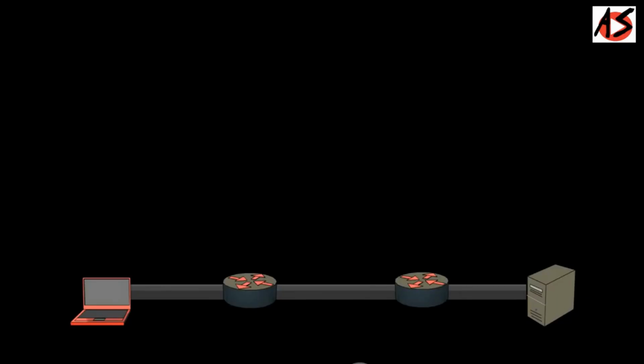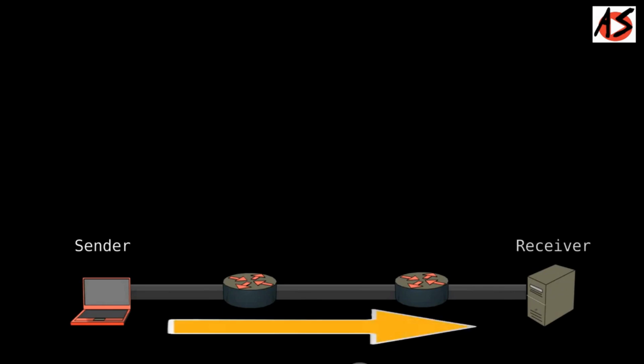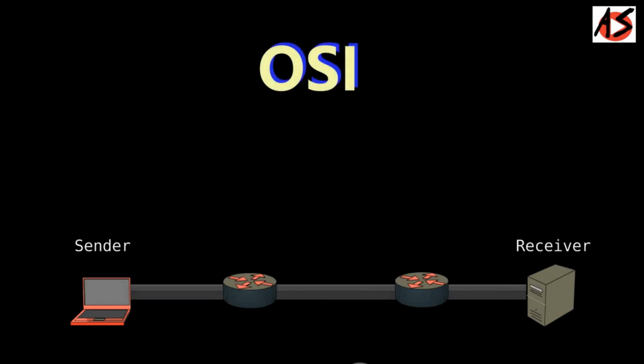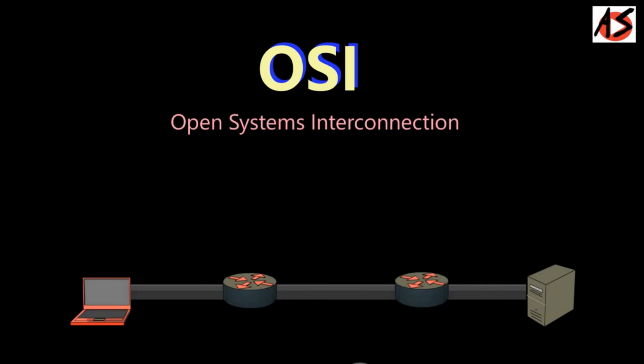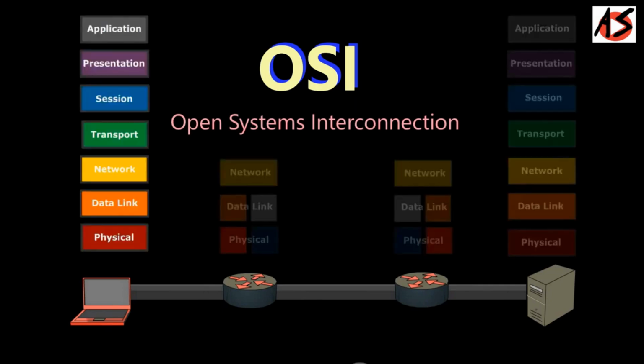Here we understand how the sender sends the data to the receiver. OSI is a theoretical model, and it is very important to understand in computer networks. OSI stands for Open Systems Interconnection. This model has 7 layers.